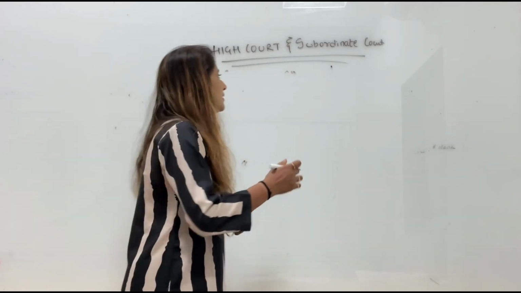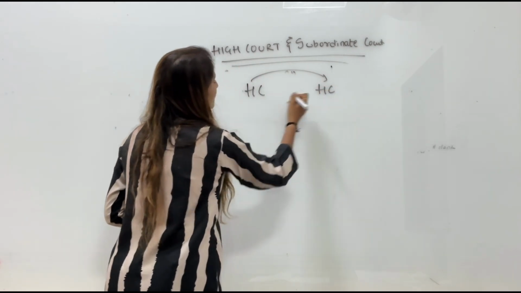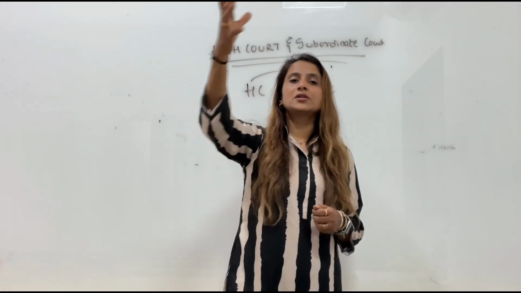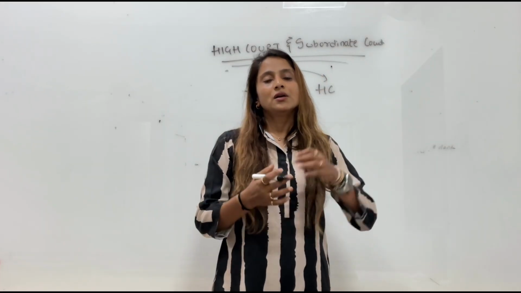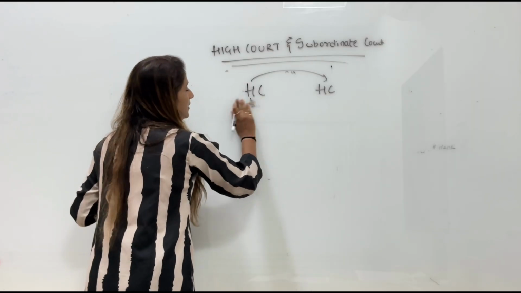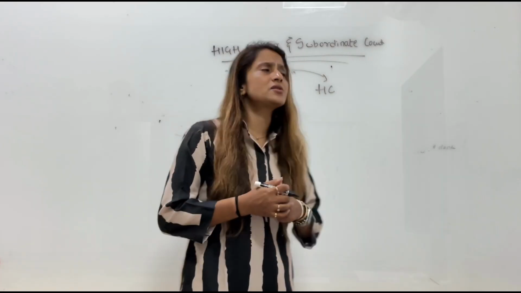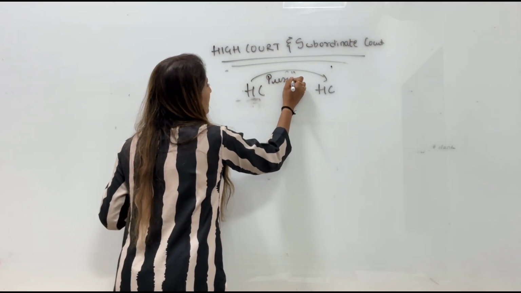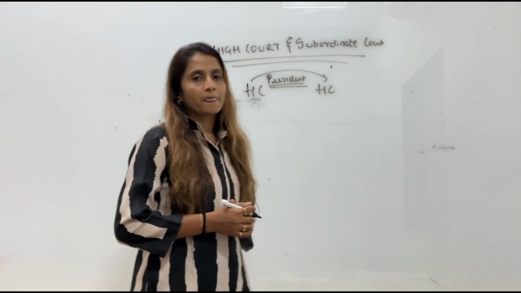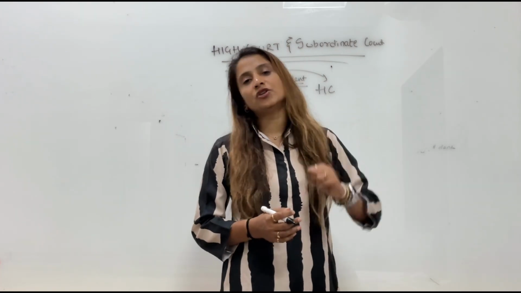Also, one more thing: sometimes a judge of one High Court can be transferred to another High Court. A judge from one High Court can be transferred to the other High Court, meaning from the High Court of one state, they can transfer the judge to the High Court of another state. Who can do this transfer? Yes, the President. This transfer can be done by the President. But before this transfer is done, the President has to fulfill 4 conditions.